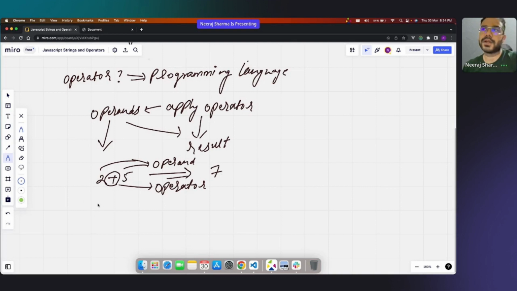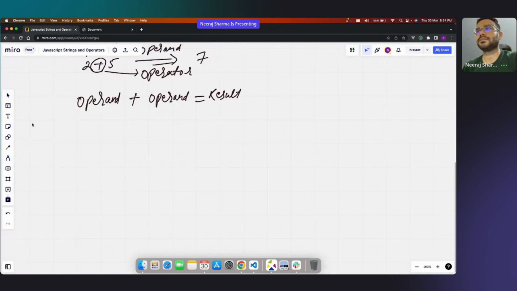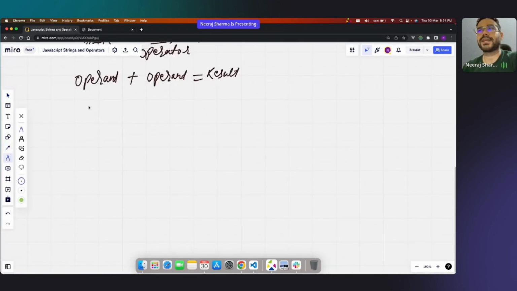Essentially it is operand, then plus, then another operand, which gives me a result. If I apply similar logic and say 6 minus 7, now 6 and 7 are operands, and minus is an operator, correct? And what I'll get back is minus 1.